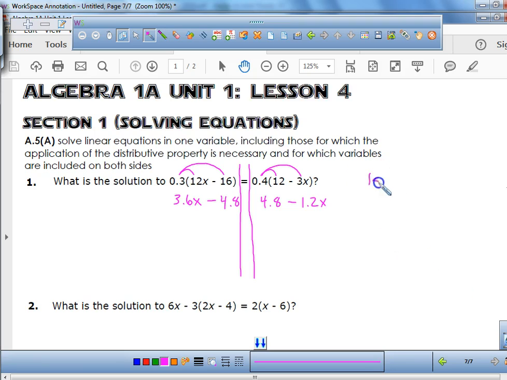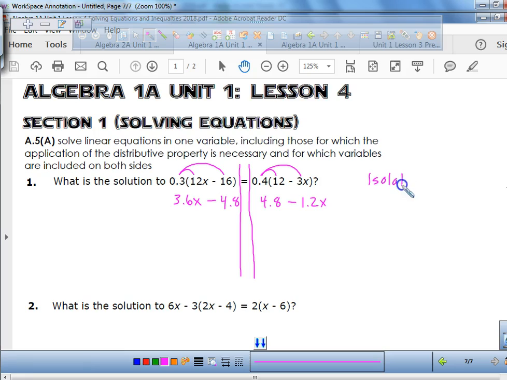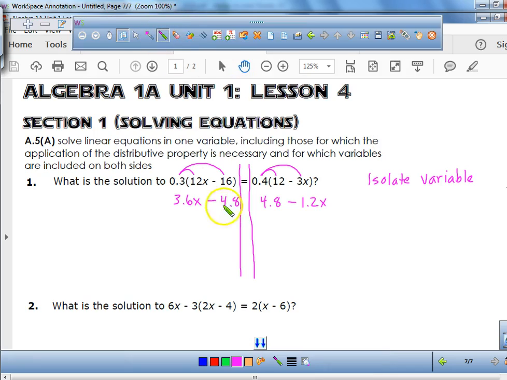We need to isolate the variable. So I'm going to highlight where the variables are. We have 3.6x over here, and we have a negative 1.2x. We need to get all the variables to one side of the equal sign. So which side do you think I'm going to move everything to, the left-hand side or the right-hand side? What do you think? Left, you're correct, because I have more over here.